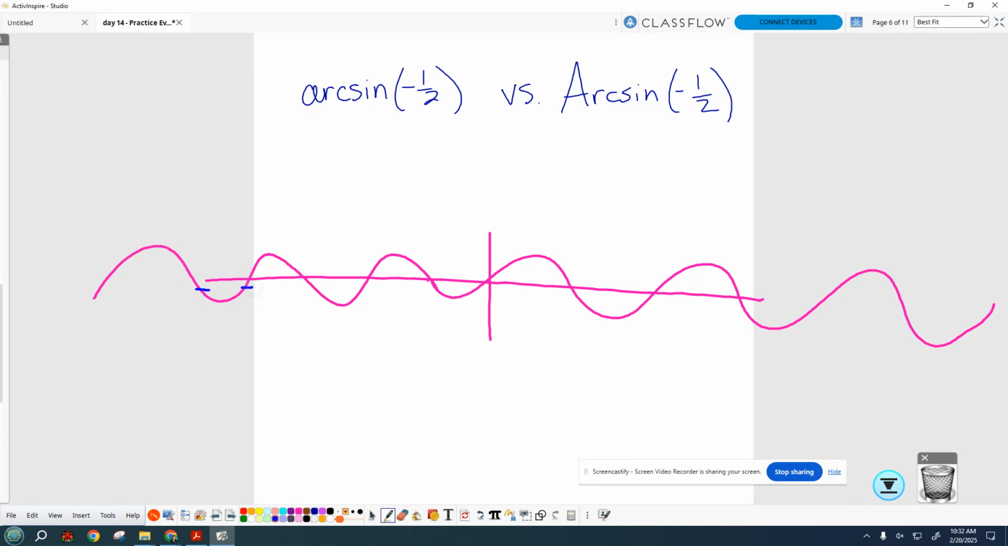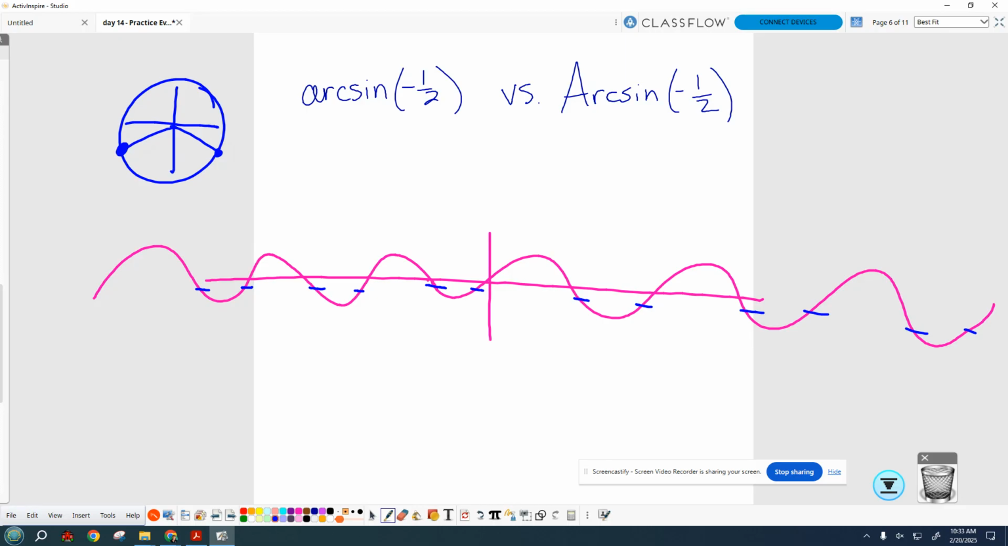Where's sine negative a half? All of these places. If I ask you lowercase arcsine negative a half, ooh, geez Louise, I'm asking for all of them, all of the infinite answers. Okay, where's sine negative a half? Is sine the y value or the x value? Y value. So I need to find this angle and that angle.